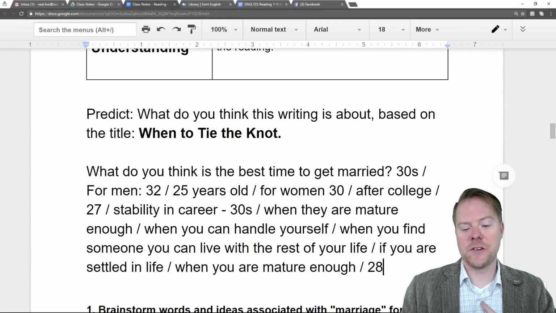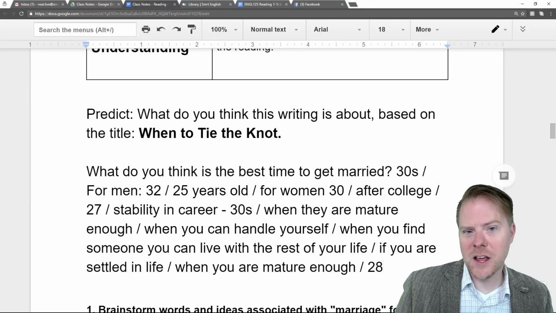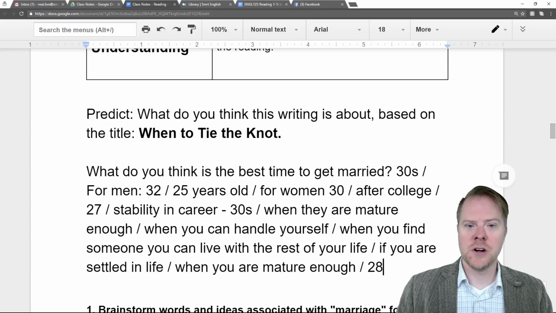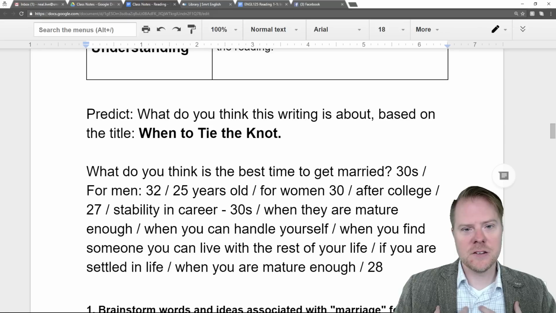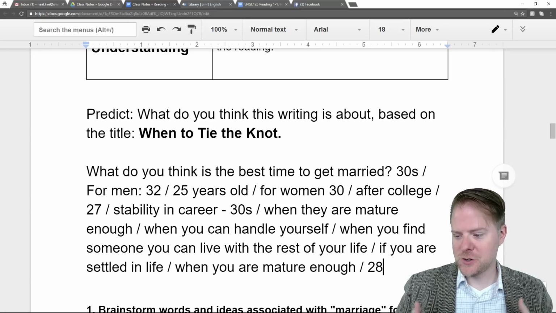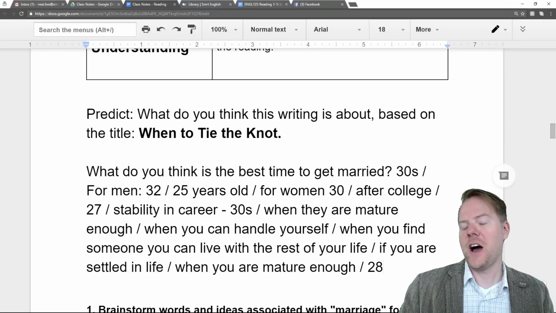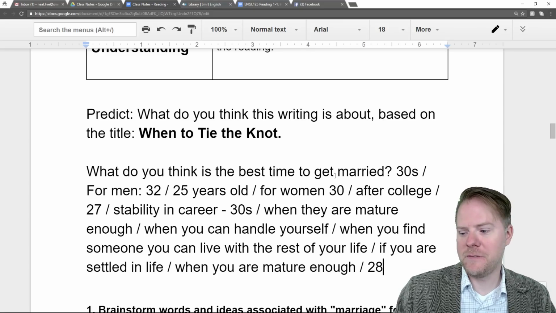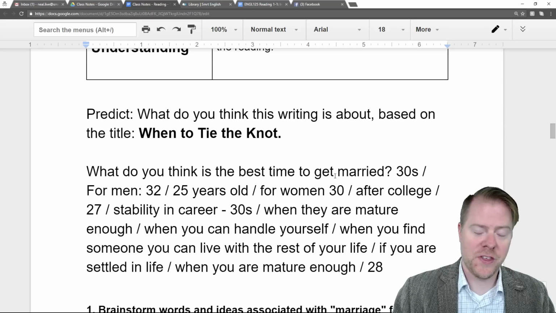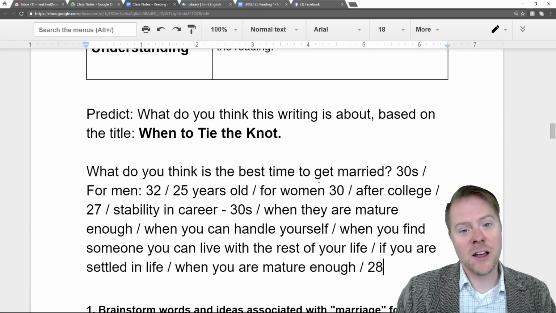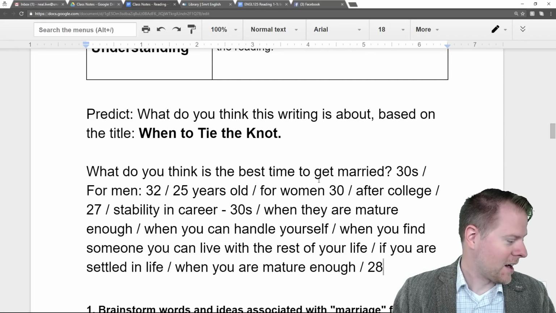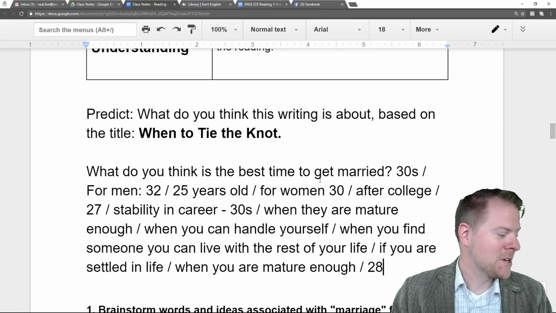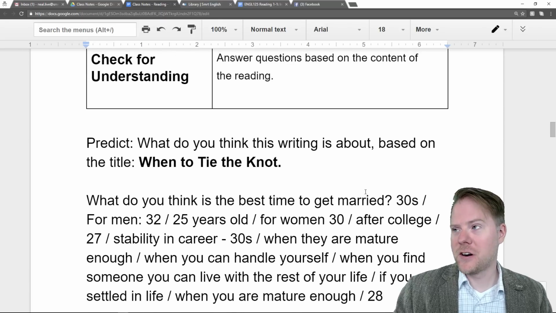28. Again, men in their 30s. So we're guessing, seems like a lot of late 20s, early 30s, when you're stable, when you're mature, when you can personally handle all of your situation, when you've handled responsibilities, when you find that special someone. And actually the reading is going to be very, very direct when they say what they think is the best stage. I like your answers better. Yes, sometimes.